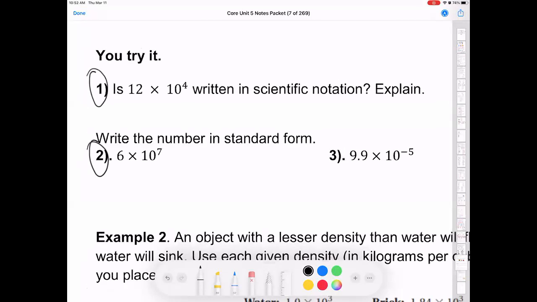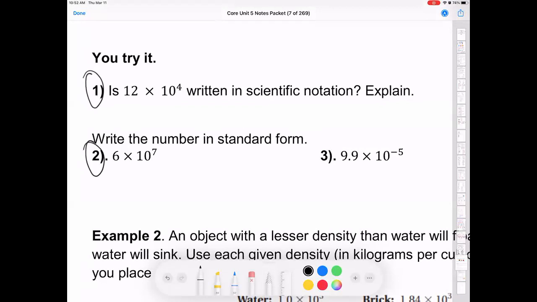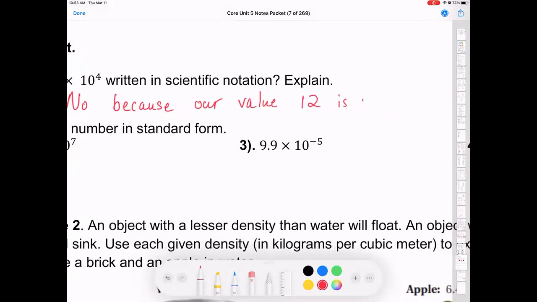All right, so for number 1, we have 12 times 10 to the 4th. Is that written in scientific notation? Fantastic job to that individual. Got no, it's not, because our number here is not between 1 and 10. It has to be between 1 and 10. So no, because our value 12 is not between 1 and 10. Okay.